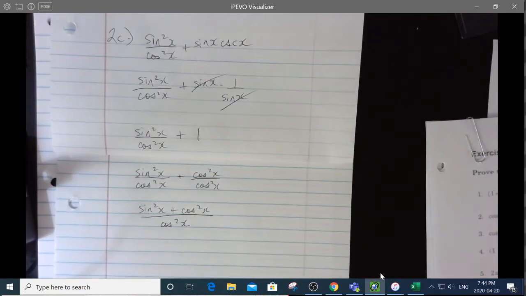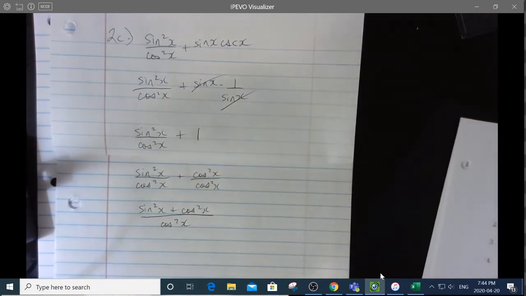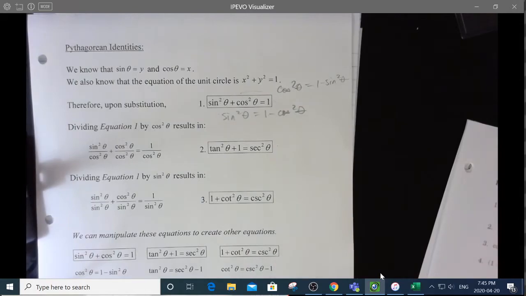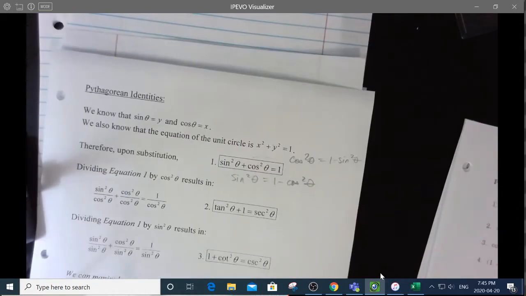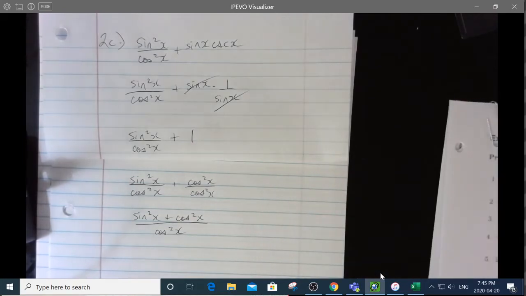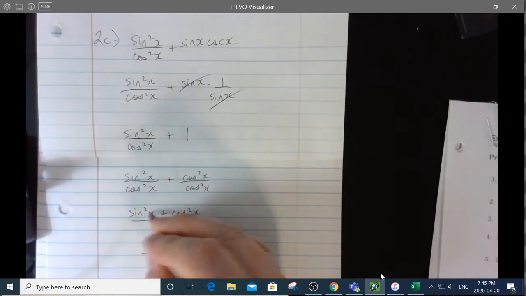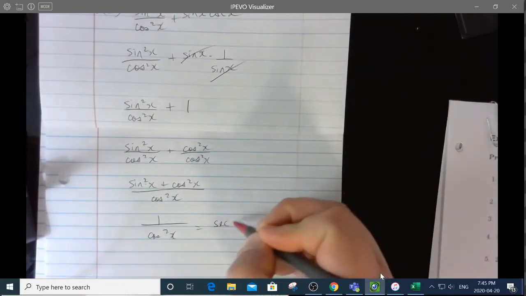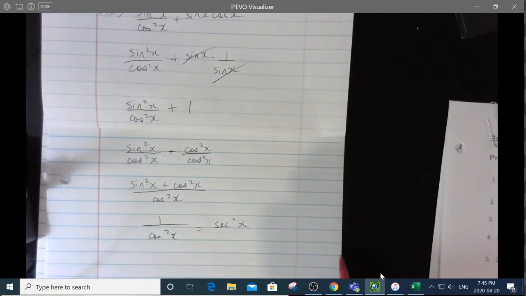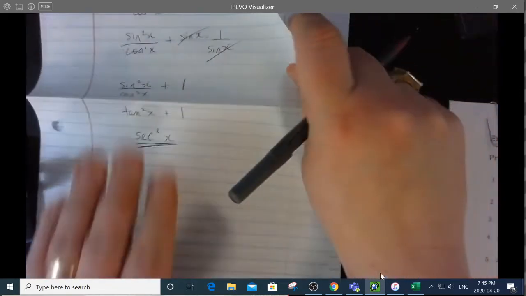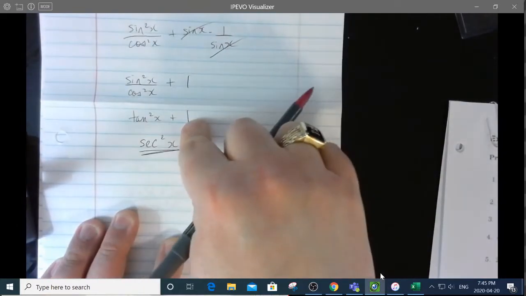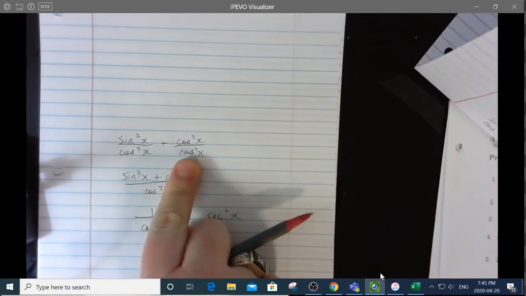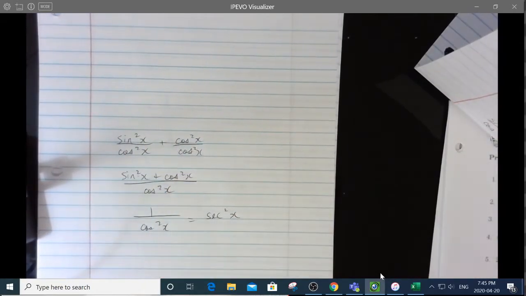Once again, back to my page of identities here. Our first and most famous of those identities, sine squared plus cos squared is 1. That is replacing this with 1. And then that's equal to secant squared of x. So either I notice that those two things make tangent, and then I remember that that is an identity, or I notice that once I add these together, this is an identity, and that's secant squared.